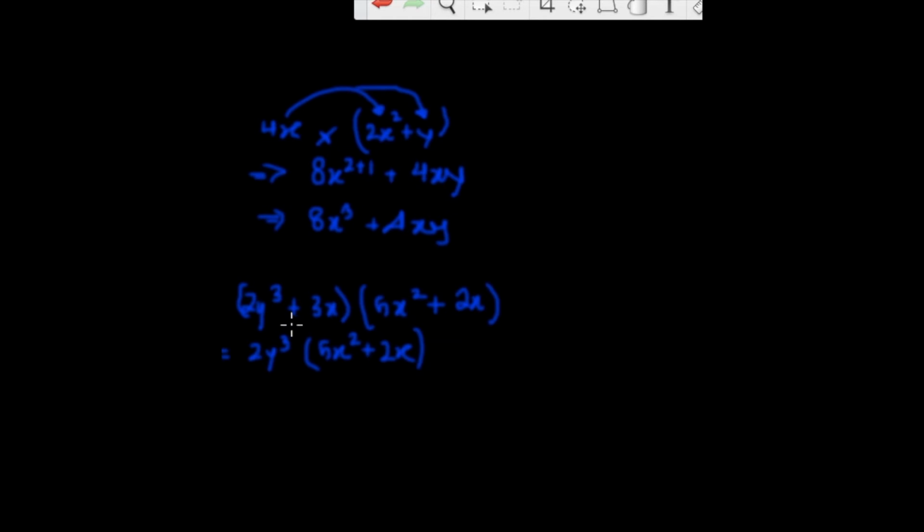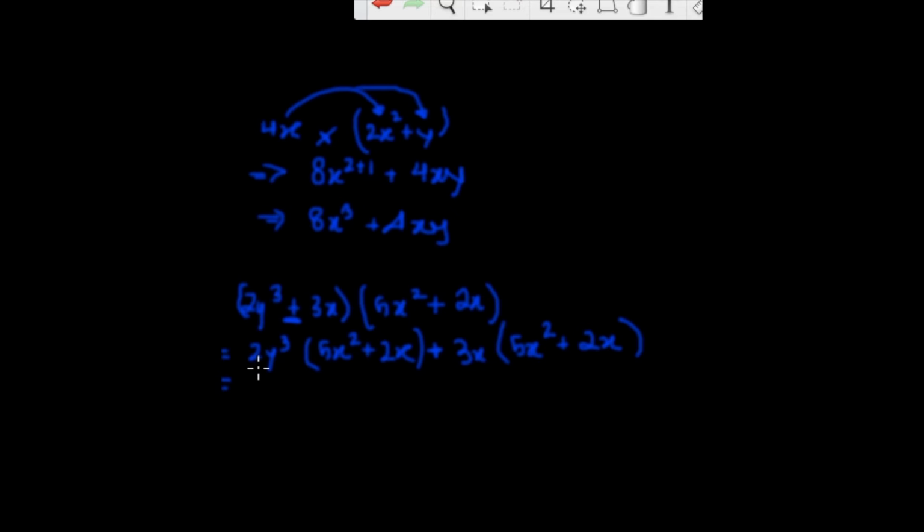And then you look at the operation in this bracket, which is addition. So you'd write plus 3x times (5x squared + 2x). And then you just have to expand and open up the bracket.